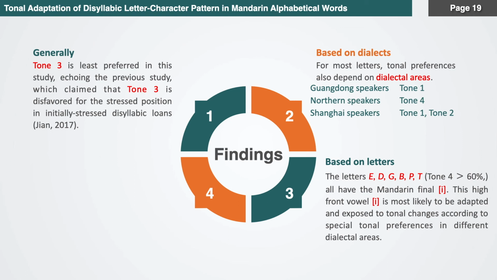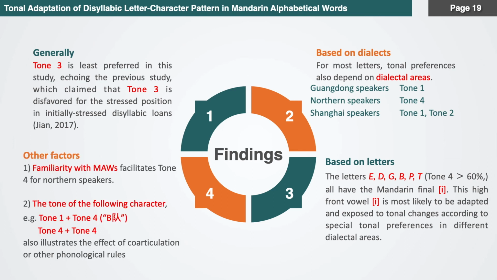Thirdly, based on letters, the letters E, D, G, B, P, T, whose Tone 4 production exceeded 60%, all have the Mandarin final E. This high front vowel E is most likely to be adapted and exposed to tonal changes according to special tonal preferences in different dialectal areas.